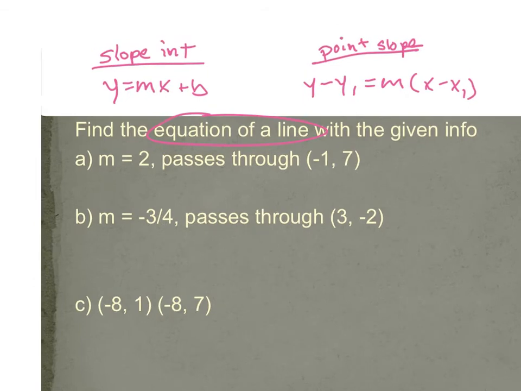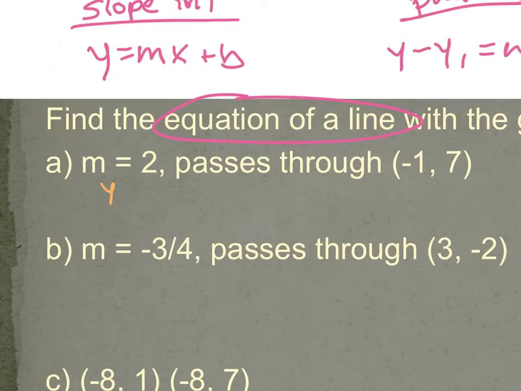to find the equation of a line with the slope of 2 that passes through (-1, 7). First, doing slope-intercept form. So we're going to put this into y = mx + b. So we have our slope, and we have 1 point. We have an x and we have a y.